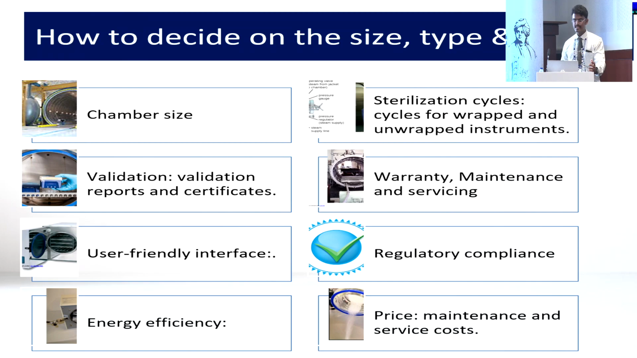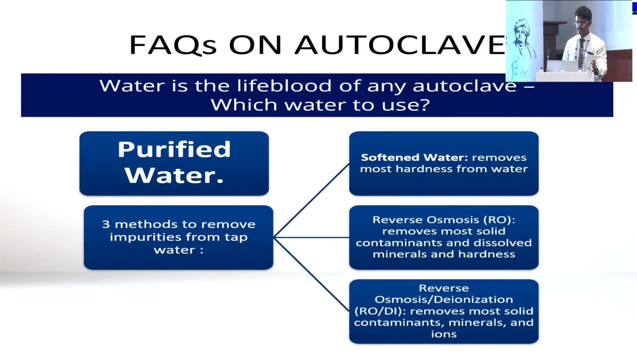So like we discussed, how do we decide on the size, type and brand? These are the certain important points that we need to focus on. Most important is the chamber size. The second important is sterilization cycles. And last but not the least is price, including the maintenance cost.